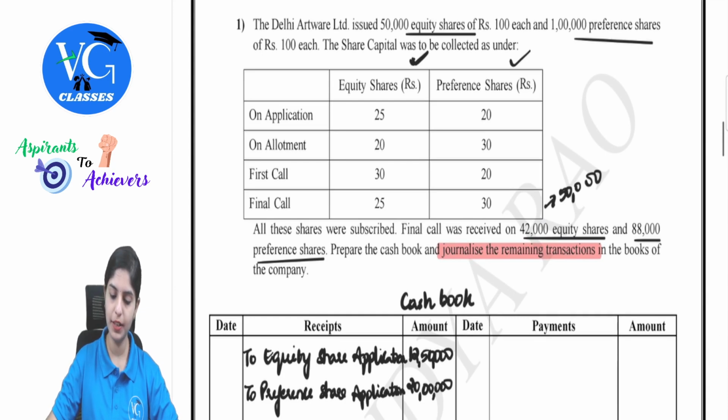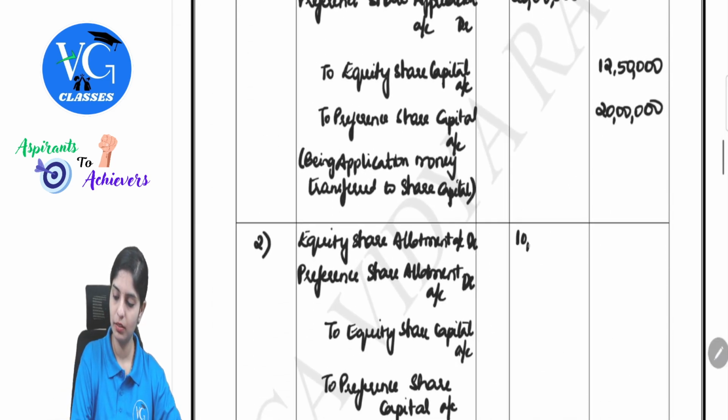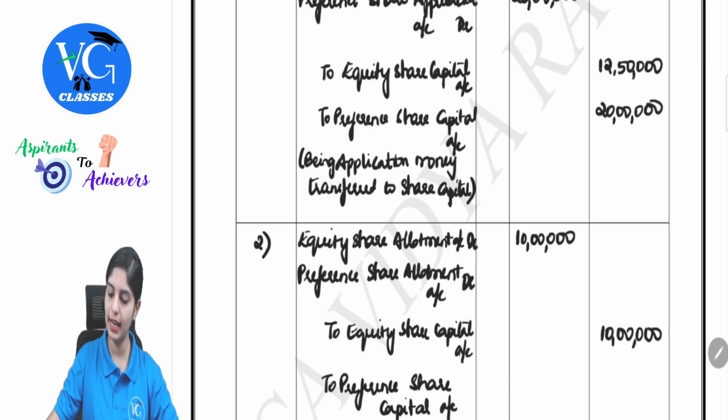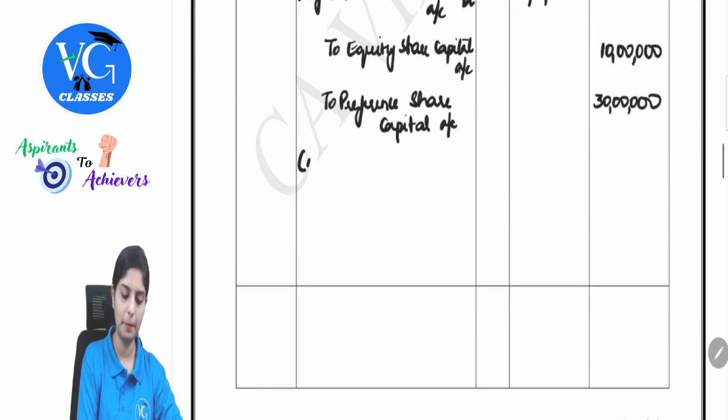So what is the allotment money installment for equity? 20. So 50,000 into 20, 10 lakh. For preference, it is 30 rupees. So 1 lakh into 30, 30 lakh. Being share allotment money made due.